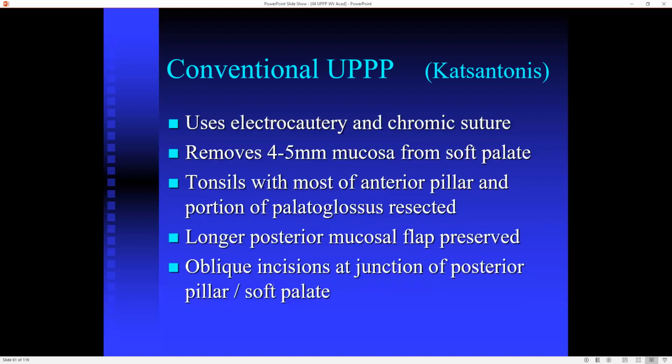So he uses electrocautery. I'll do that for the tonsil, but I'll use a cold knife for everything else. He used chromic sutures, but people who did a single layer chromic suture closure often found dehiscence. And then tonsils with most of the anterior pillar resected. Currently, I like to leave as much anterior and posterior pillar as possible. I think it makes the closures easier. And oblique incisions, that's what Fairbanks did at the junction of the soft palate and posterior pillar.